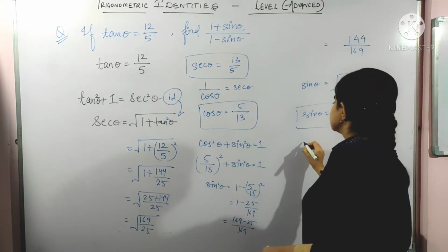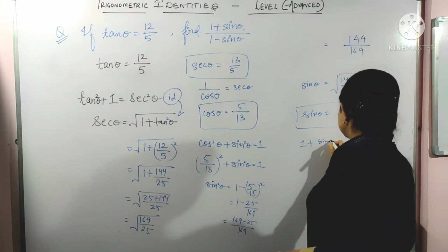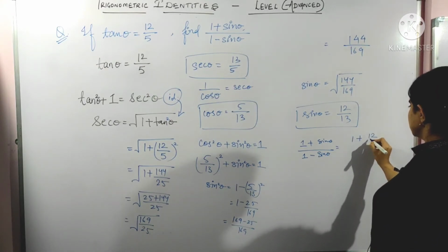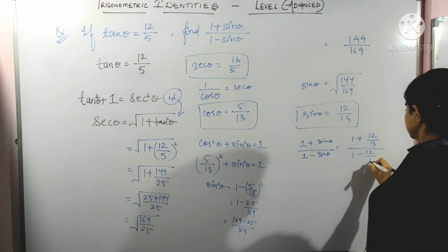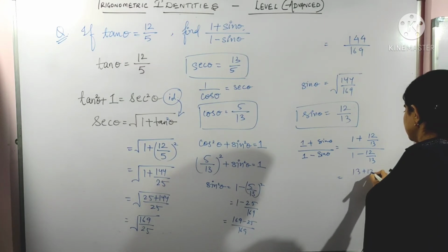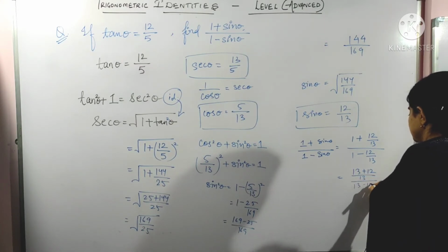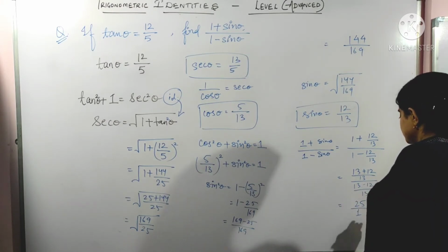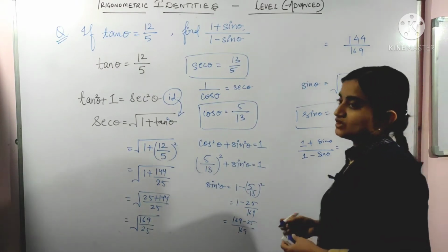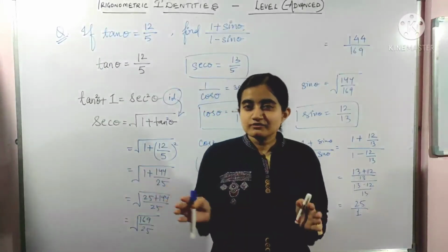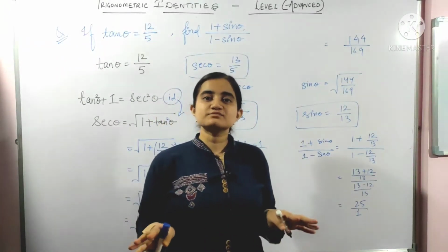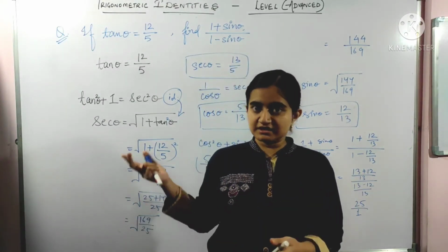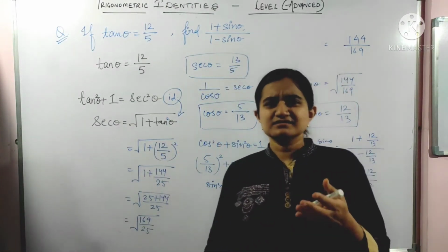So our answer will be 1 plus sin theta upon 1 minus sin theta. So here 1 plus 12 upon 13, 1 minus 12 upon 13. 13 plus 12 upon 13, 13 minus 12 upon 13, 25 upon 1, so our answer is 25. So for this we got answer 25. These types of questions are very easy, and I know you will not face problems in such questions, but this was a type of question I didn't take, so I am taking it right now, and you can go through it and try some problems out of it.